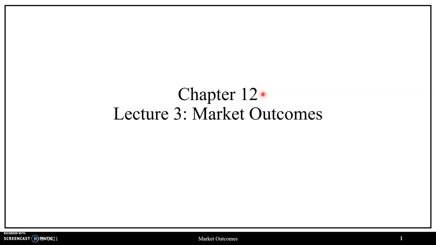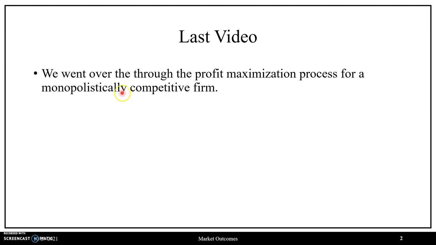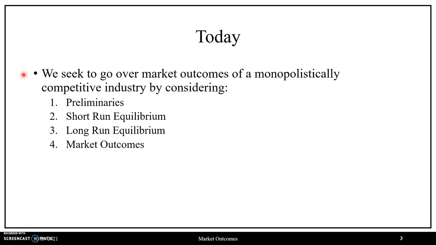In this video, we continue our discussion on Chapter 12, in which we go over market outcomes, where in our last video we went through the profit maximization process for a monopolistically competitive firm. In today's video, we seek to go over market outcomes for the monopolistically competitive market structure by going over some preliminaries in order to discuss the short-run equilibrium as well as long-run equilibrium for the monopolistically competitive market structure, and then conclude with market outcomes by comparing the monopolistically and perfectly competitive market structures in terms of their equilibria.